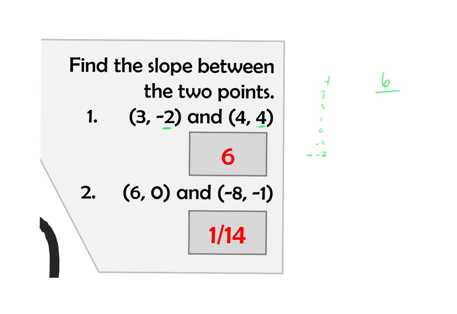That's your numerator. And then x value, you go from 3 to 4. So if you're at 3 to 4, how many spaces did you go? Right. And that's all we've done with subtraction.